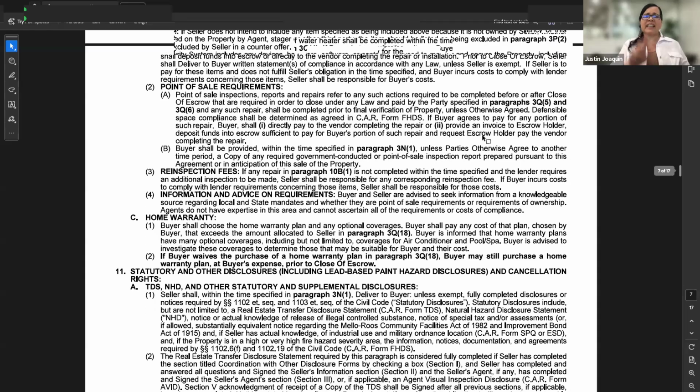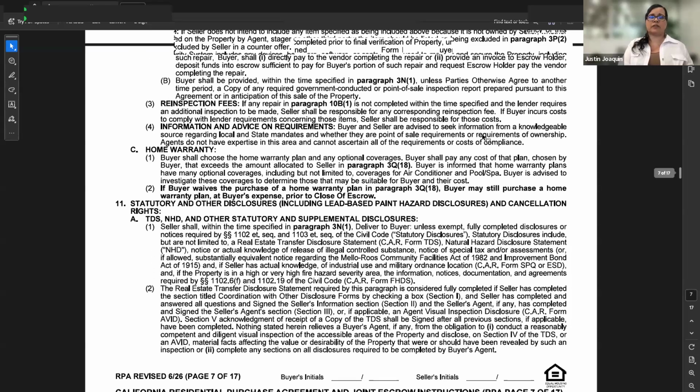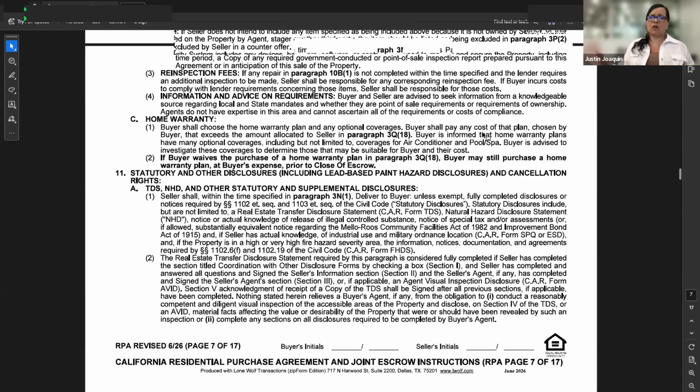Okay. Either way, though, 2B makes it very clear buyer needs to be provided within 7 days. It doesn't matter who pays for it, a copy of that government conducted or point of sale inspection report. It's a contingency, okay? We gotta make sure that someone gets it paid for. Should be no argument over who pays for it because that should have already been identified. And there's no question as to whether the buyer needs it. The contract says the buyer has to have it, okay?